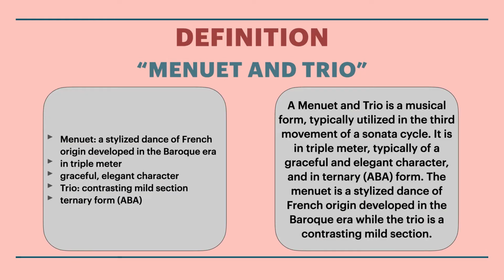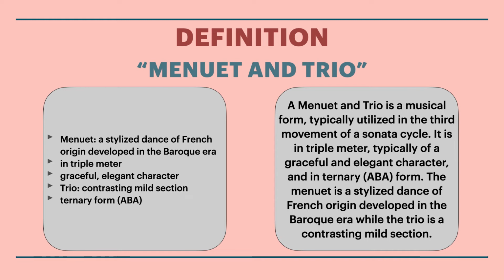While we're at it, let's give you a solid definition for minuet and trio. A minuet and trio is a musical form typically utilized in the third movement of a sonata cycle. It is in triple meter, typically of a graceful and elegant character, and in ternary or ABA form. The minuet is a stylized dance of French origin developed in the Baroque era, while the trio is a contrasting mild section.